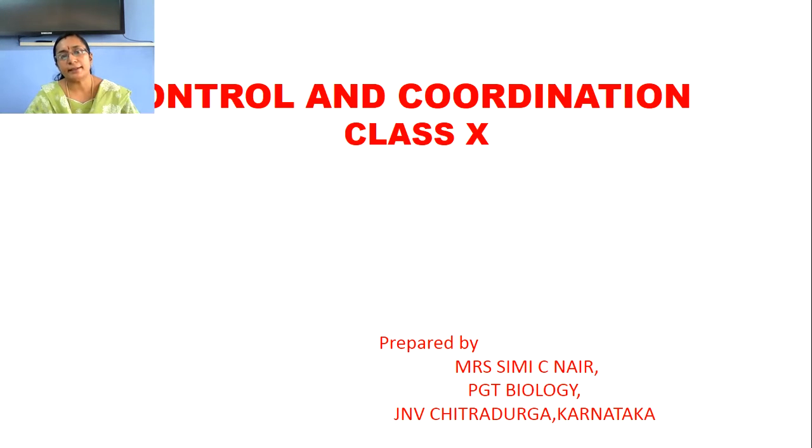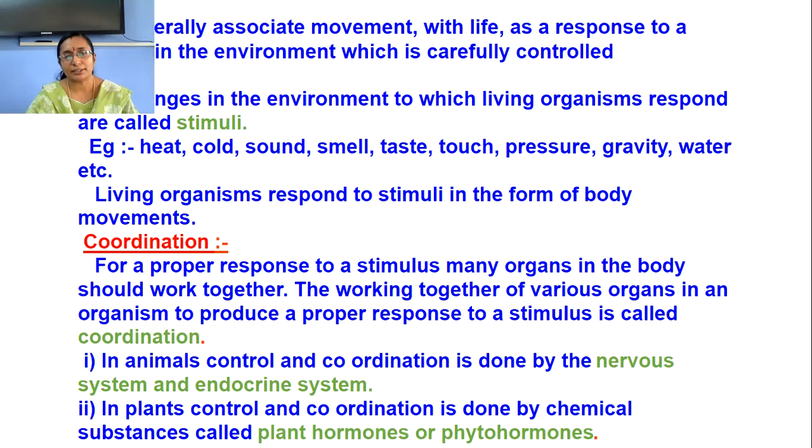Good morning children. Today we are here to study the first part of control and coordination, that is control and coordination in animals. Welcome to the chapter, children. In your last chapter you have already studied the functional processes in your body. When you started the chapter there was a discussion on how to identify living organisms from non-living organisms.